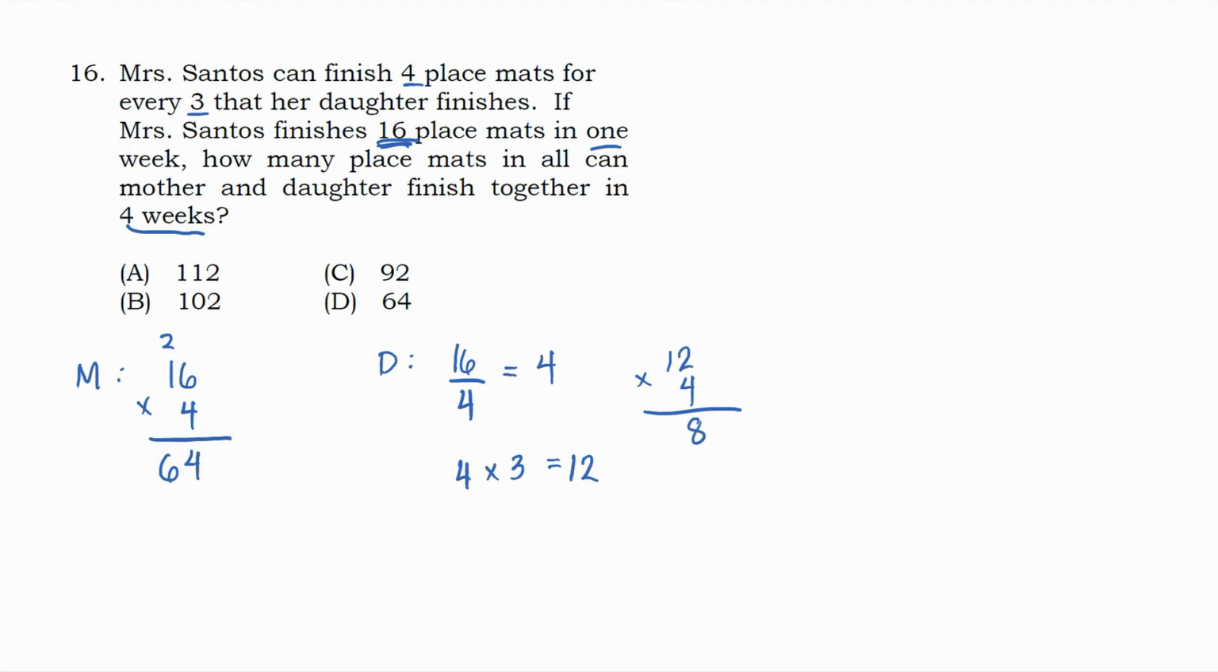So, 4 times 2 is 8. 4 times 1 is 48. So, yung daughter niya naka-finish ng 48 placemats in 4 weeks. And then, kukunin natin yung total. So, i-add lang natin yung 64 and 48. So, 64 plus 48. So, 12 carry 1. So, 11. So, the final answer, yung total number of placemats is equal to 112, which is letter A.